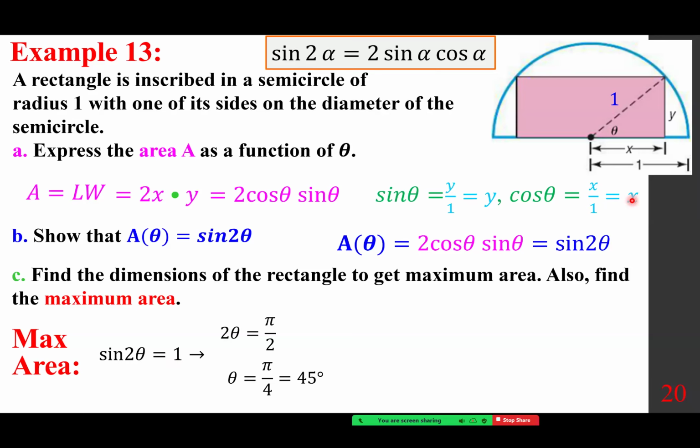Now x is cosine of 45 degrees and y is sine of 45 degrees. Both of them are square root of 2 over 2. And again, the answer is sine 2 theta, which is 1. But if you plug it into 2xy, 2 times square root of 2 over 2 times square root of 2 over 2, that is also 1. So the maximum area is 1 anyways.